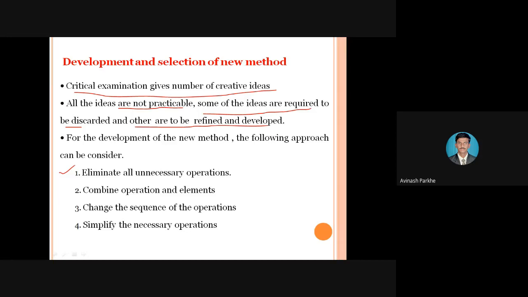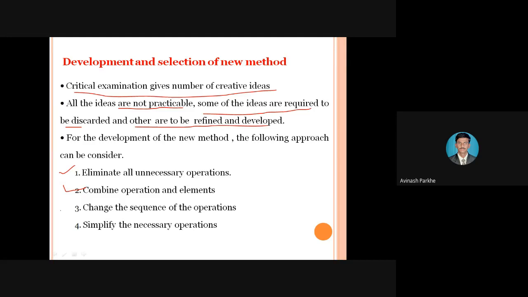If I eliminate all the unnecessary operations from that particular method, you will get the new method. Second, combine the operations and the elements. If I am performing a number of operations, and I perform all those operations on a single machine only, it means I have done the combining of those operations. By using a single machine only, the time required to perform those operations will get reduced.